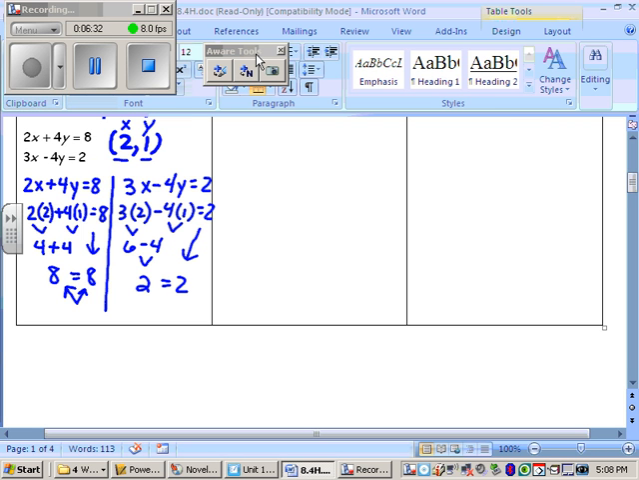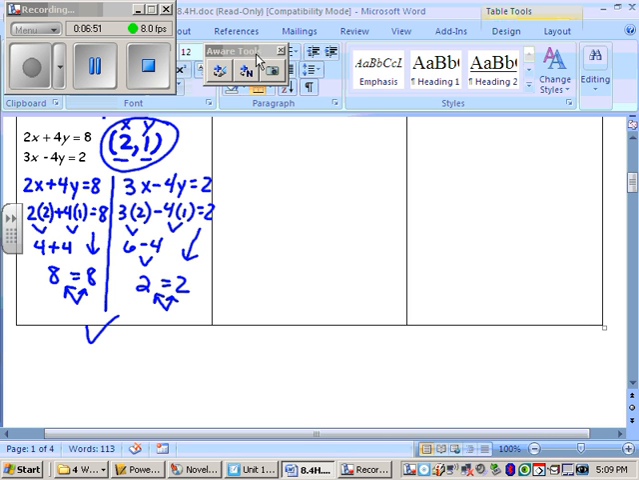So dropping down the right side, again, notice the left and right side are equal. So we have now confirmed that the solution 2, positive 1 is in fact the point of intersection or solution for this system of equations.